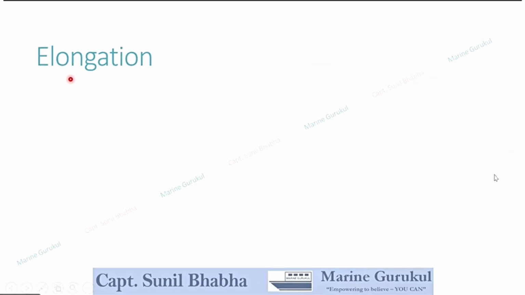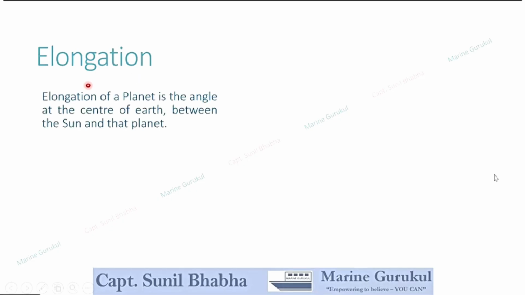Now the next important concept which we have is the concept of elongation. Let's understand what elongation is. Elongation of a planet is the angle at the center of the Earth between the Sun and that particular planet. Let's try to understand it with the help of a diagram.